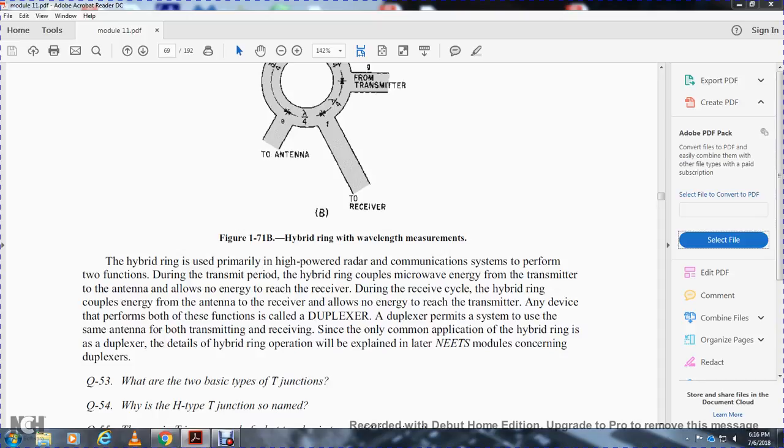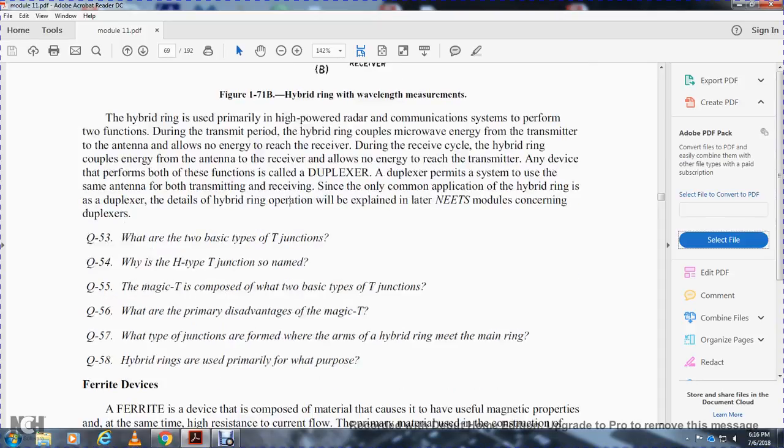A duplexer permits the system to use one antenna for both transmitting and receiving, so the only common application of the hybrid ring is a duplexer. The details of the hybrid ring operation will be explained later in the Neets module concerning duplexers.